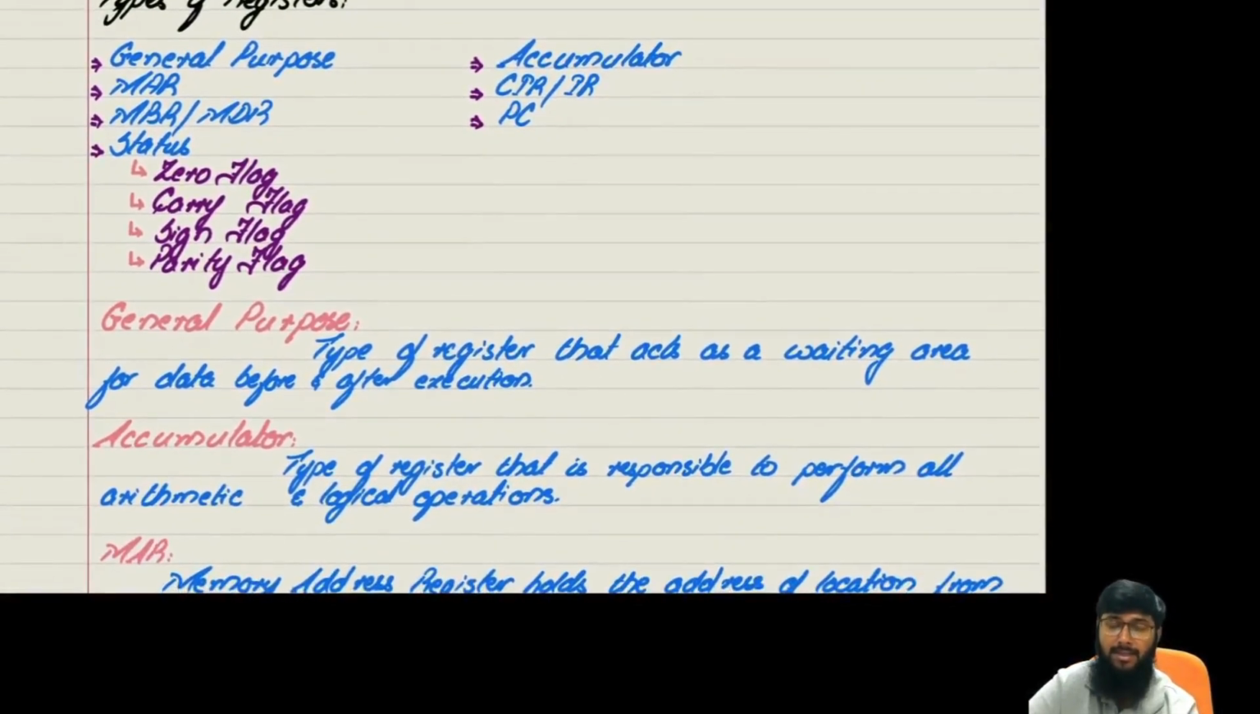Now coming towards the general purpose register. It actually works as a waiting area. What do I mean by that? Once the data has been processed, it needs a particular device or path to be transferred from one part to another. That path or device is known as a bus. We will be learning about the buses in detail after this. But coming back to general purpose, if the bus is not available right now, the data needs to be held at a particular place. That place is known as a general purpose register. It is a waiting area.